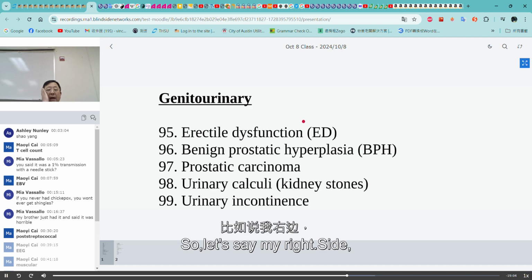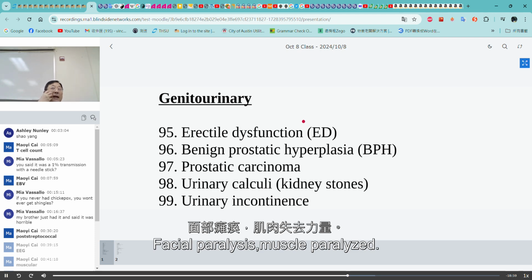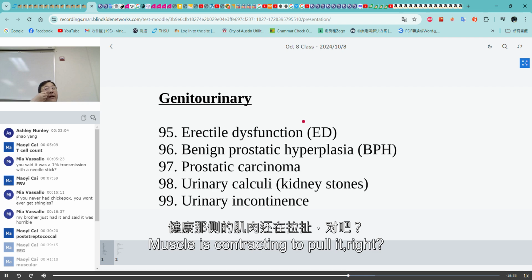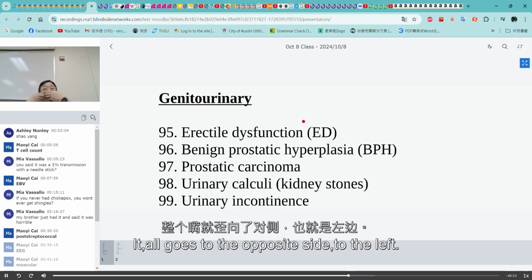So let's say my right side has facial paralysis, the muscle is paralyzed. I cannot hold, the muscles contract to pull it, right? You cannot pull it. Then what? It all goes to what?